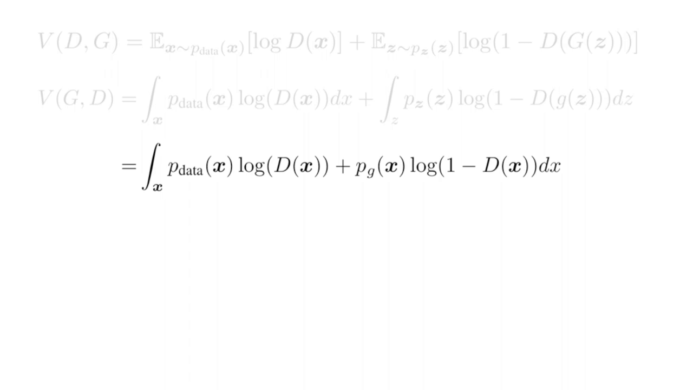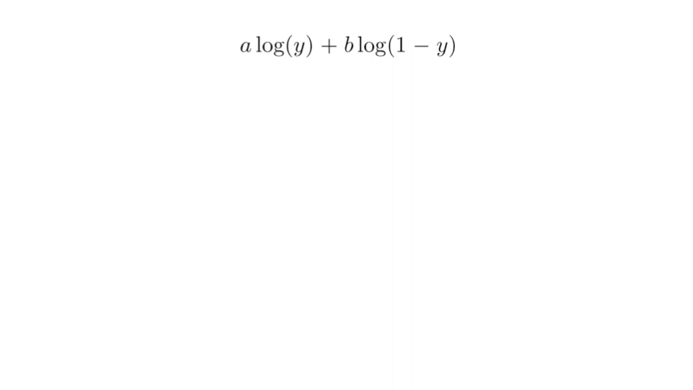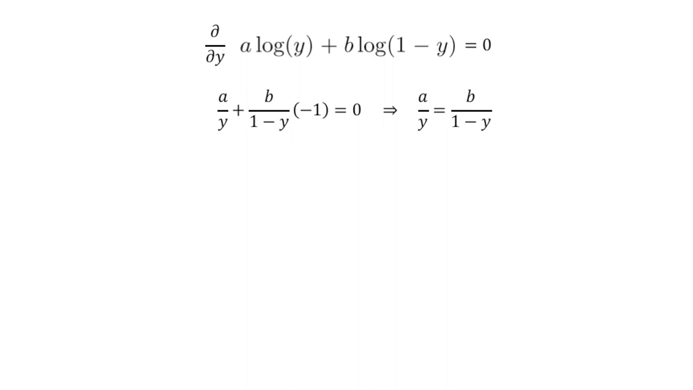Now, if we were to maximize the expression under this integral at every single point, we would maximize the entire quantity. At any particular point, the form of the equation under the integral is as follows: a constant times log y plus a constant times log 1 minus y, and we want to find the y that maximizes this. To find the maximum for this expression, we can apply the classic calculus trick of setting the derivative equal to 0 and solving to find the extremum. Applying this gives the following equation, which with a little algebra simplifies to this. We continue our simplification until we end up with this solution.